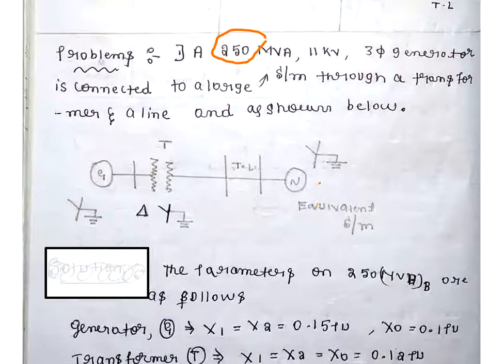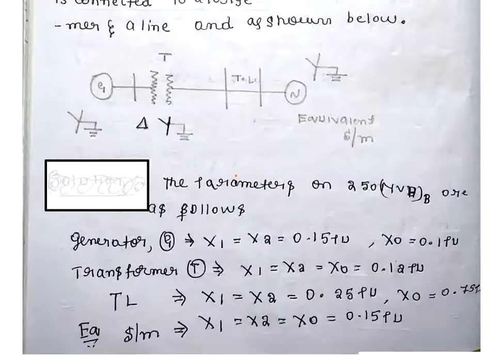This equivalent system, a large system, may be any grid or any substation. It is connected to the generator through a transformer and the transmission line. So the base MVA has been given as 250 MVA base. This is the common base MVA given in the question.